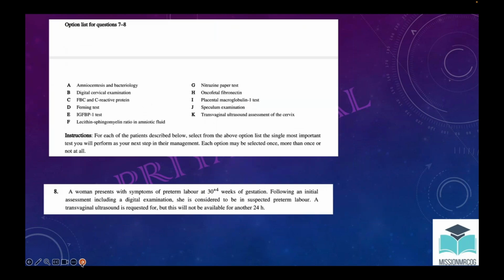Now the patient is 34 weeks of pregnancy. On initial digital examination, she is in preterm labor. TVS is not available. So what can be done? Then option H, fetal fibronectin. Yes, FFN is an answer.